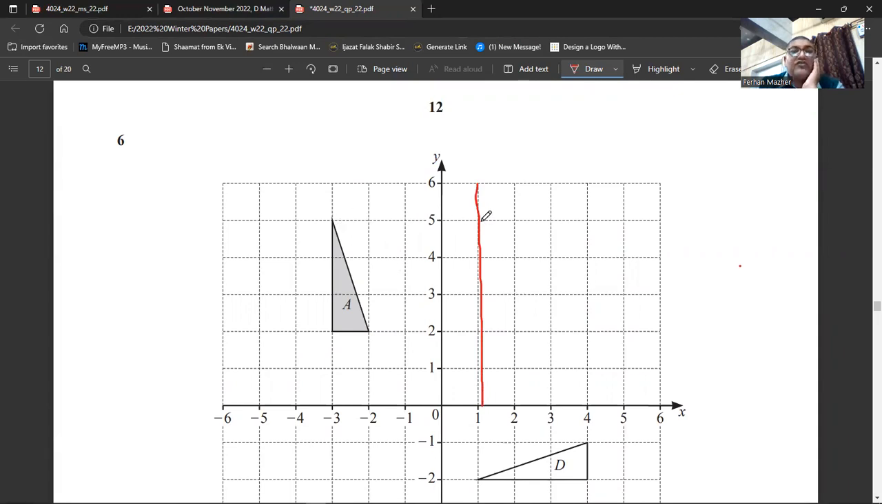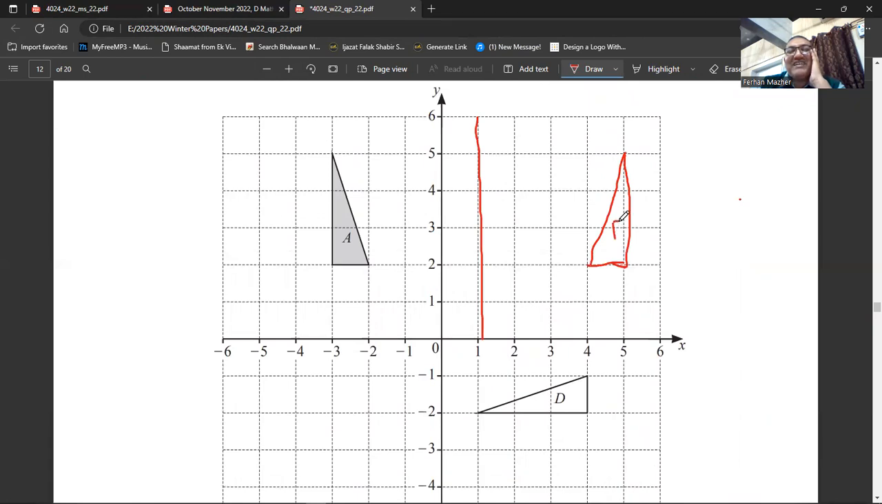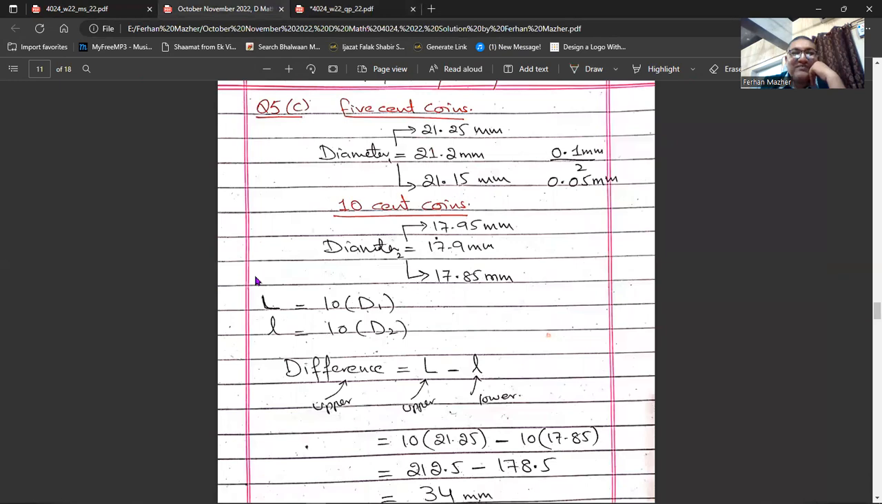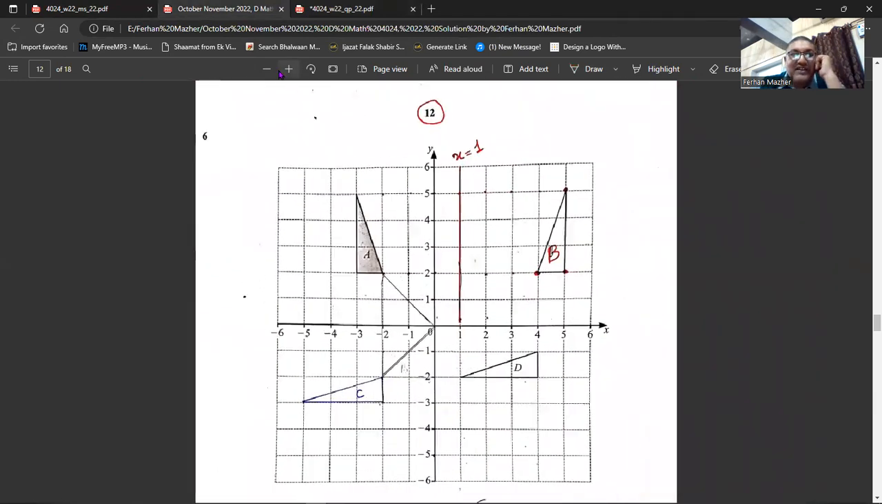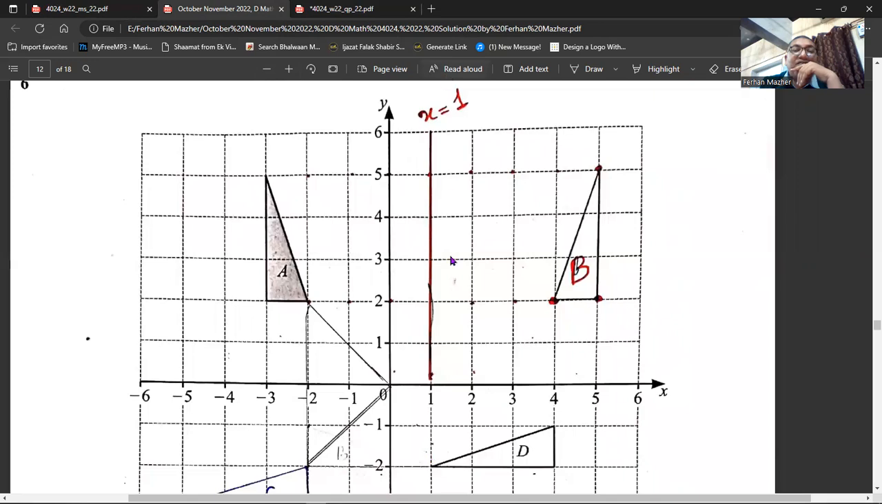1, 2, 3, 4, 4 steps here. So it will be 1, 2, 3, and 4. You put a dot here. Then we have 1, 2, 3 steps here, and 1, 2, 3, 4 steps. Okay, so you just join them, and it will be the reflection of this triangle. Because I'm drawing with the mouse, it looks weird. And here we have B. I'm just trying to tell you how this is done. I have drawn it properly here. You can see this is the triangle B, and this is the line of reflection x equals 1.